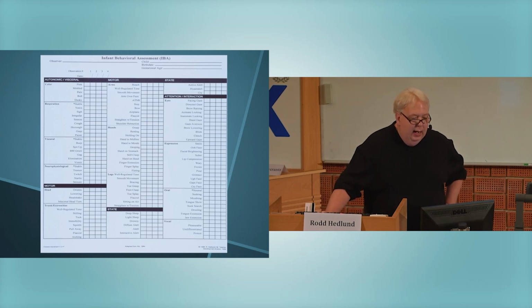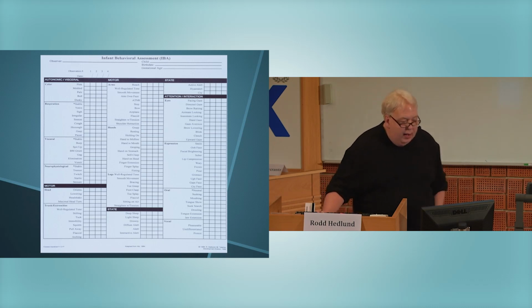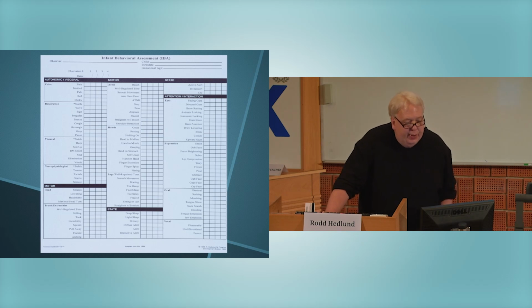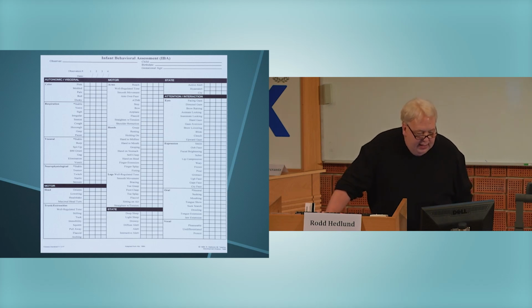This is the front sheet of the infant behavioral assessment, and you can see the autonomic, visceral subsystems differentiated out into color, respiration, visceral, and neurophysiological indicators. The motor subsystem differentiated out into head and trunk and extremities, arms, hands, and legs. The state subsystem, which is classified into 9 states of consciousness. And then finally, the attention interaction subsystem with eyes, expression, oral and vocal behaviors.